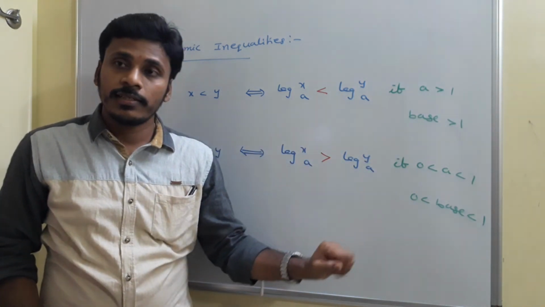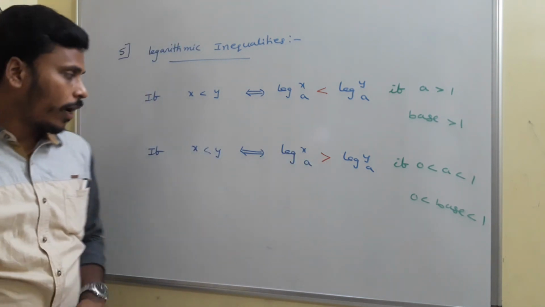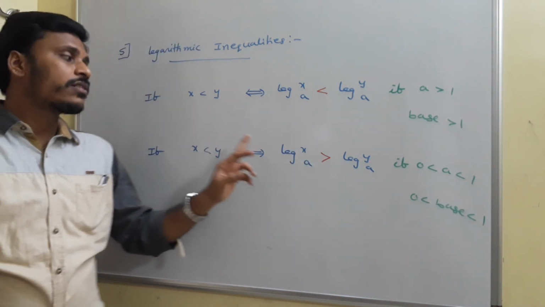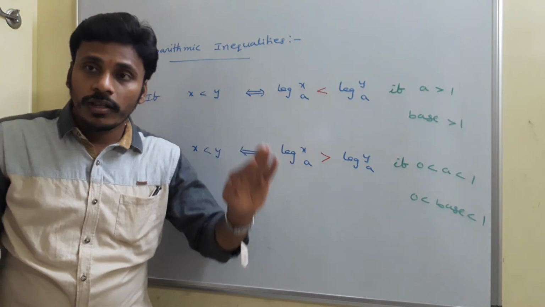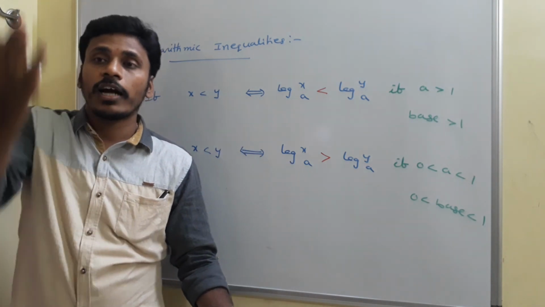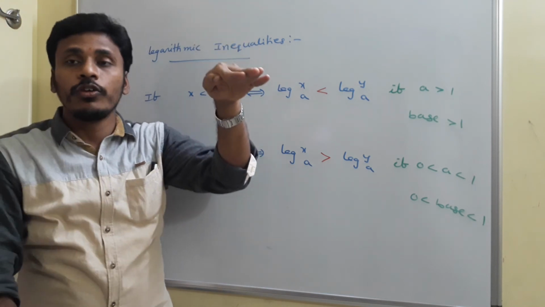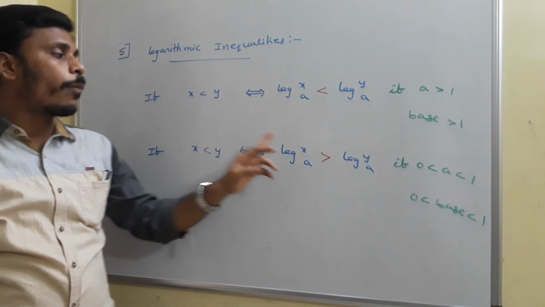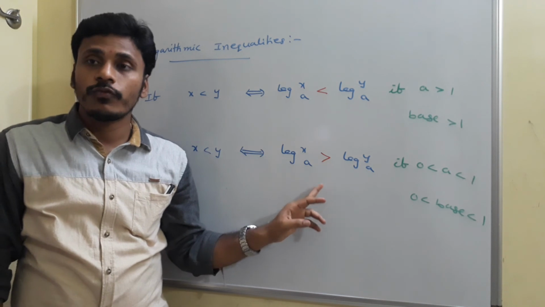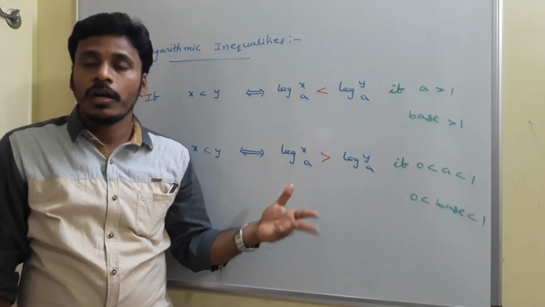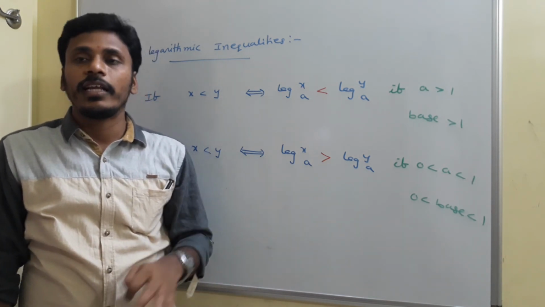Whereas in the second case, if the base is in between 0 and 1, since x is less than y, still log x is greater than log y. So for the smaller value of x, the logarithm value is more. For the larger value of x, the logarithm value is smaller. That is, you need to use the opposite sign. So that's why in this case we say the logarithmic function is the decreasing one.